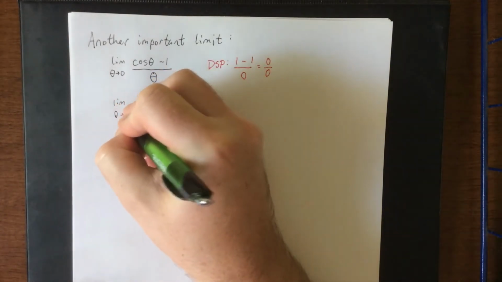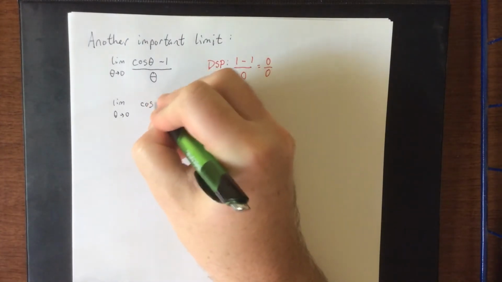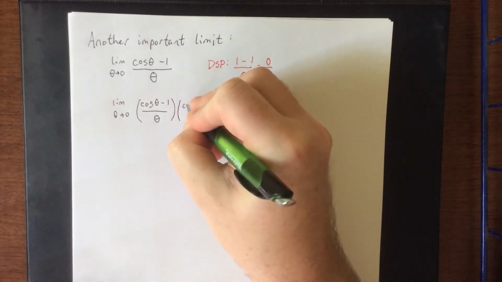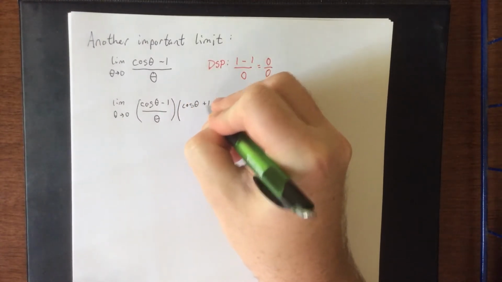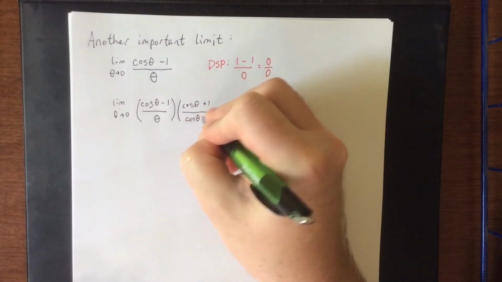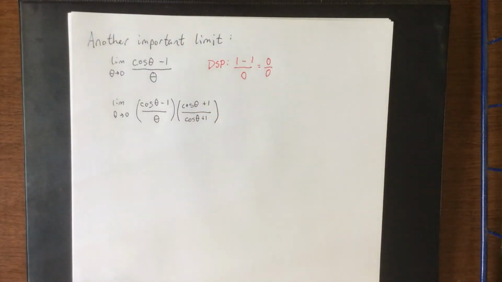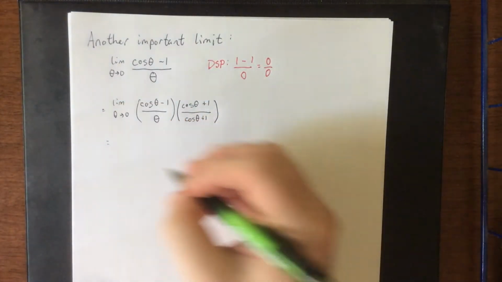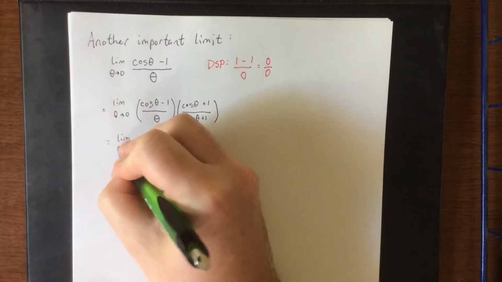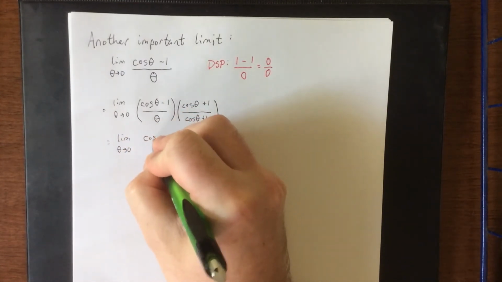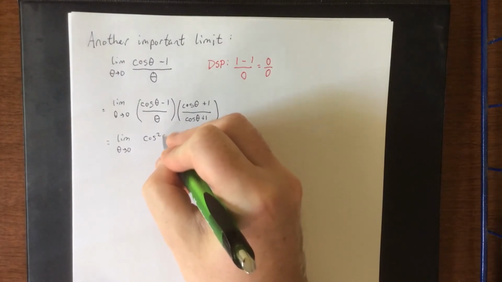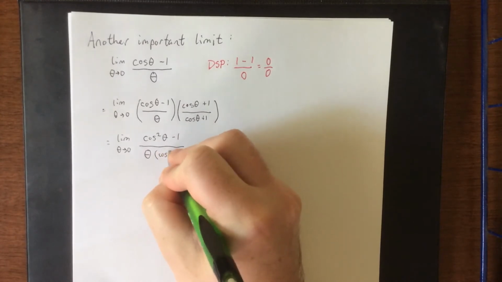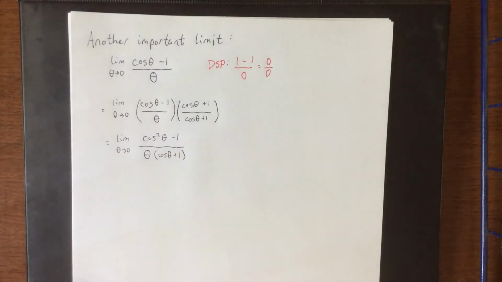The manipulation that I am going to perform with this is to multiply top and bottom of this fraction by the conjugate of the numerator. So we'll be multiplying top and bottom by the cosine of theta plus 1. Now, up top, as I frequently say at parties, product of binomial conjugates will turn into a difference of two squares. That is the cosine squared of theta minus 1 all over theta times the cosine of theta plus 1. And we're just going to go ahead and leave that as is.